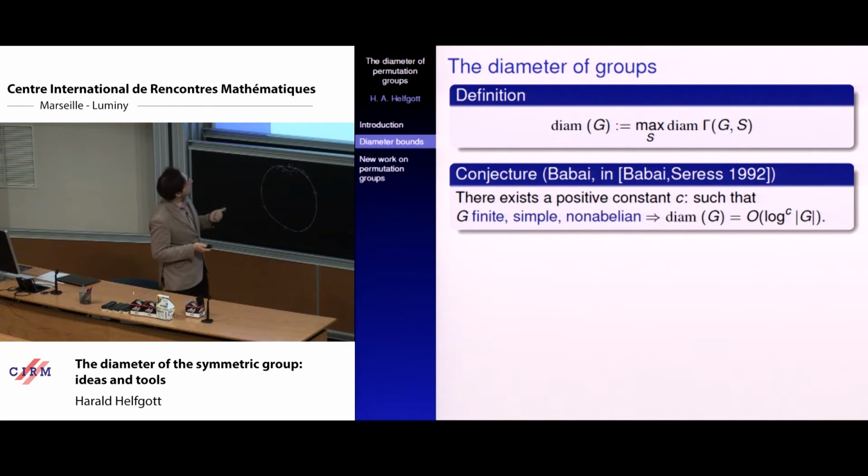And the conjecture, it's a conjecture of Babai's, that when G is finite, simple, and non-abelian, simple being, of course, that it cannot be decomposed into smaller groups, then the diameter is going to be polynomial in log. There's going to be an absolute constant C and an absolute implied constant, such that the diameter is bounded by the implied constant times log to the C.